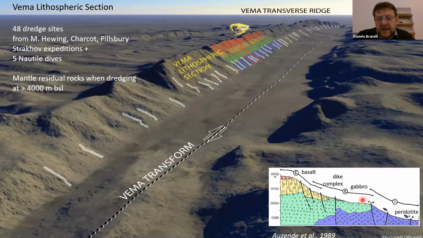For instance, the gabbroic section is really underrepresented in this complete section. Anyway, adding dredging all along this section allowed us to recover, every time, mantle peridotites and basalts and a lot of gabbros, in fact. So for each sample site, we had the possibility to compare the composition of the basalts and the composition of the residual mantle peridotites, and try to infer what happens when there is a fluctuation in time in the crust building processes or the melting processes, and what happens separately to the basalt with respect to the mantle residue.